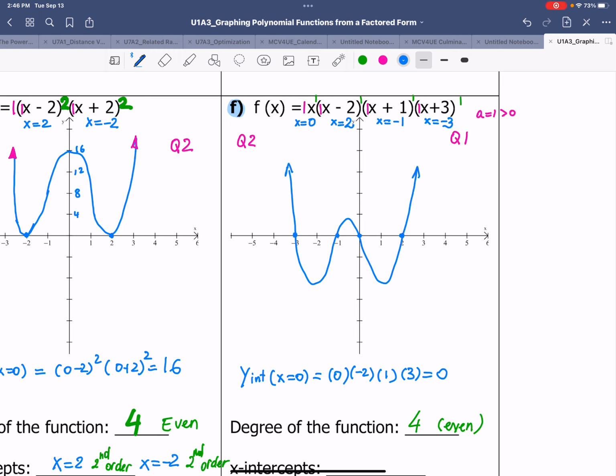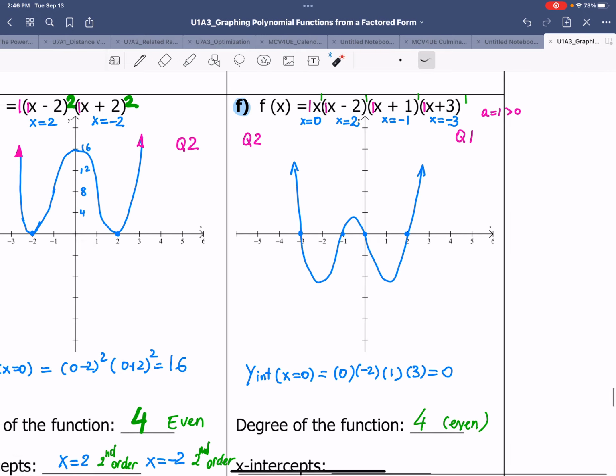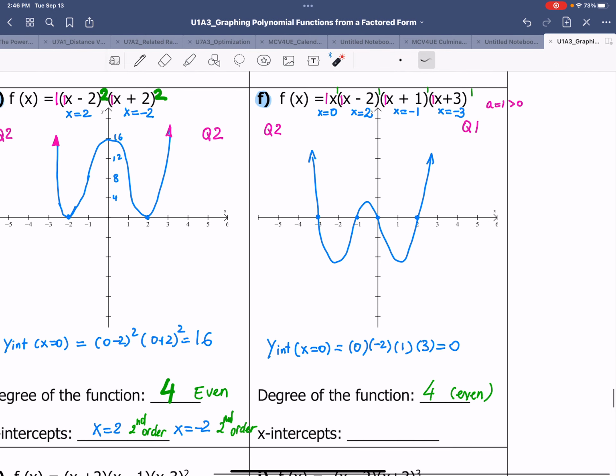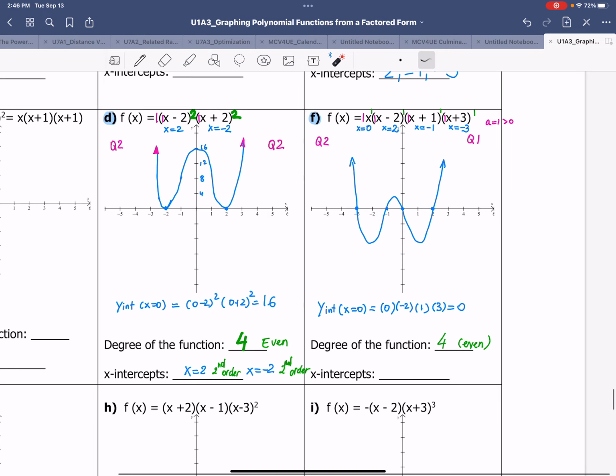Now, if you're wondering how do I know how far down to go here or how far up to go in here, this is something that we are going to learn in the upcoming lesson. So for now, we're just sketching the graphs and practicing what we have learned about the end behaviors and the types of roots of a polynomial function.